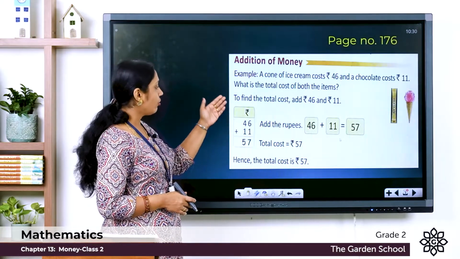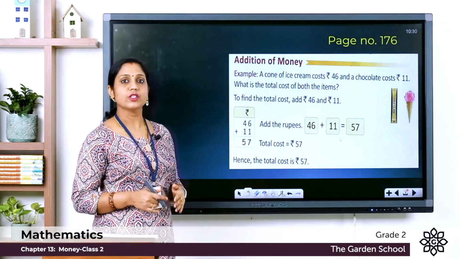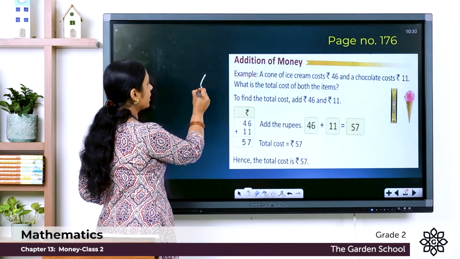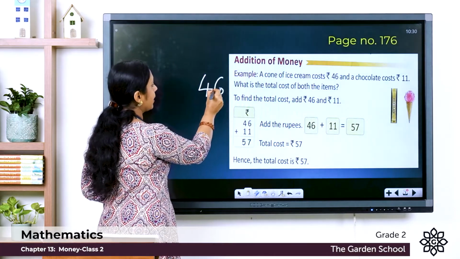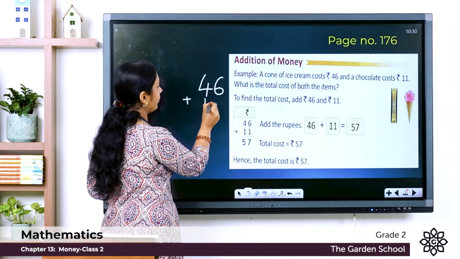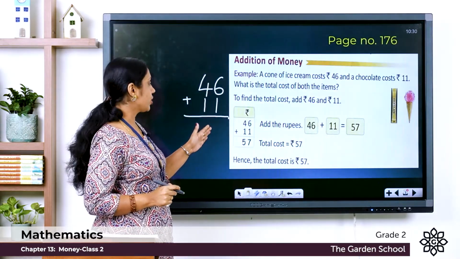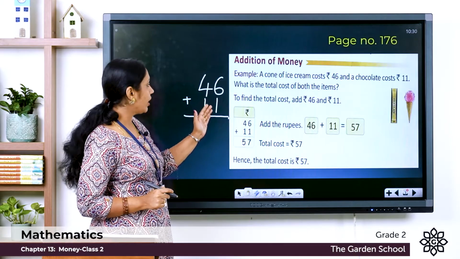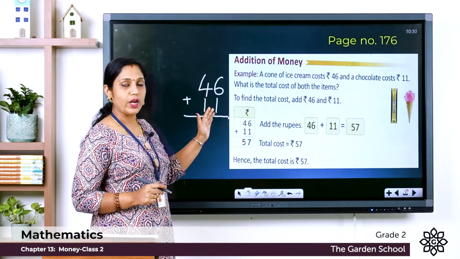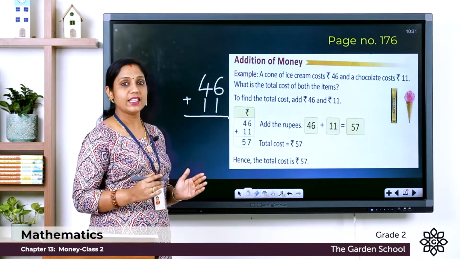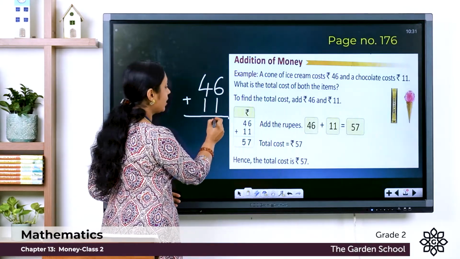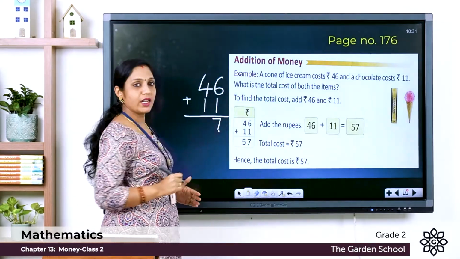So here you can see 46 plus 11. Let's add that. First let's write 46 plus 11. Always we have to start from the ones position. In the ones position here we have 6 plus 1. How much is 6 plus 1? It is 7. So under this ones position we'll write the number 7.